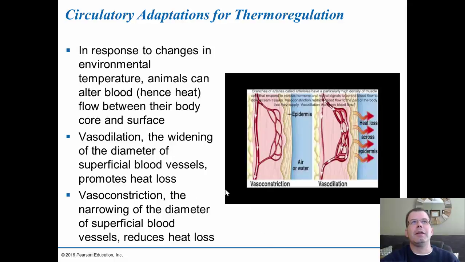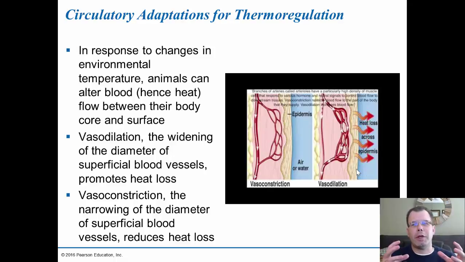Now, again, circulatory adaptations for thermal regulation. In response to changes in environmental temperature, we can alter our blood flow to the core and the surface. One way we can do that is through vasodilation. This is widening the vessels, and that allows us to remove heat. And so when you're warm, you get flushed. The reason for that is you get vasodilation, and that gets off heat. And that also triggers the sweat response and other things that we see.